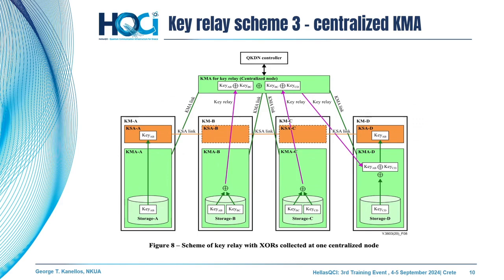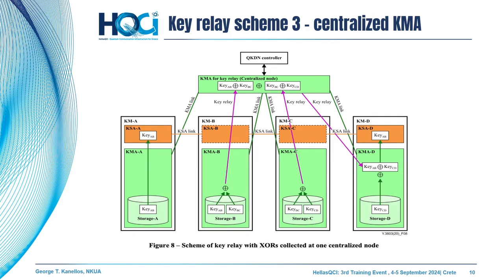The third approach is the centralized KMA. In this case, we do not perform the XOR or the revealing of the key that we want to propagate in every intermediate node.